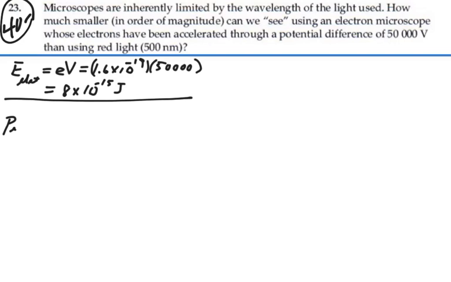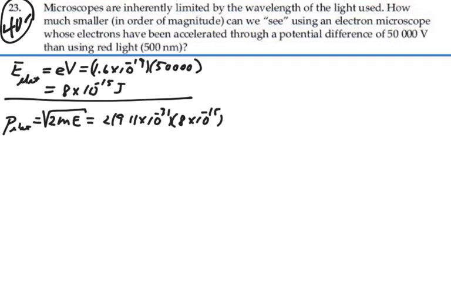Hence the momentum of the electrons is going to be the square root of 2 times the mass times the energy. And it's going to be 2 times 9.11 times 10 to the minus 31 for the electron mass times the energy we just calculated, 8 times 10 to the minus 15 joules, all square root. So that is equal to 1.207 times 10 to the minus 22 kilogram meters per second.